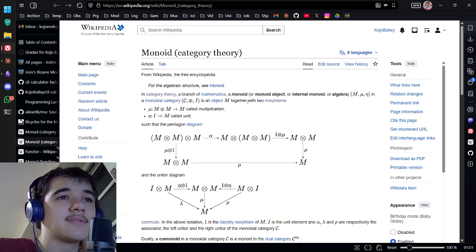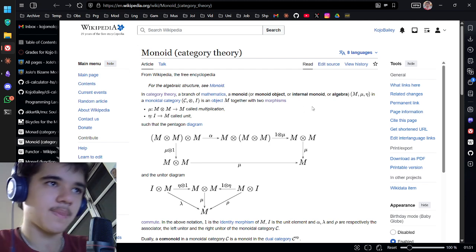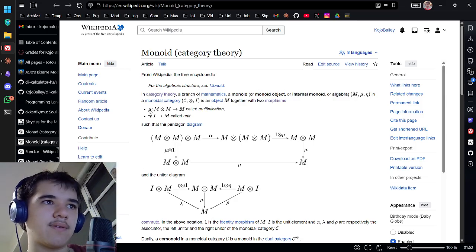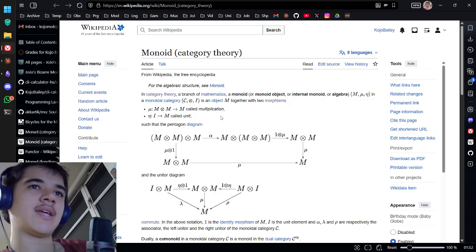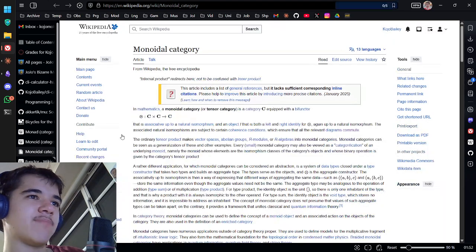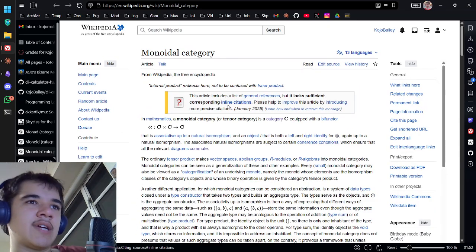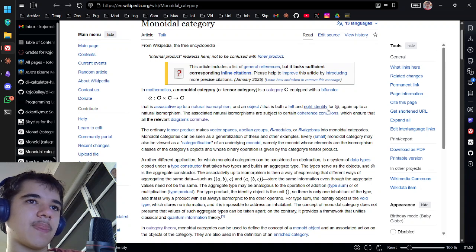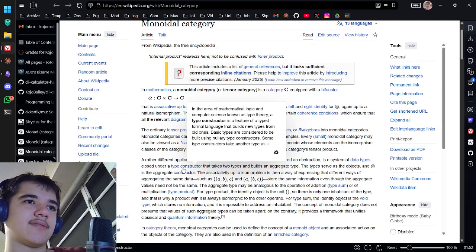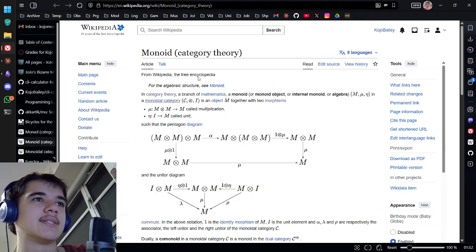A monoid is an object M together with two morphisms, multiplication and unit, where unit is the identity. So what's a monoidal category? What's a bifunctor, bro? A monoidal category or tensor category is a category C equipped with a bifunctor that is associative up to a natural isomorphism. Okay, type constructor. Yo, what we doing, bro? Okay, so let's go.